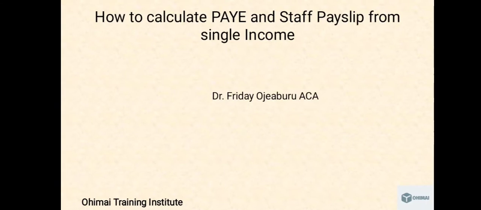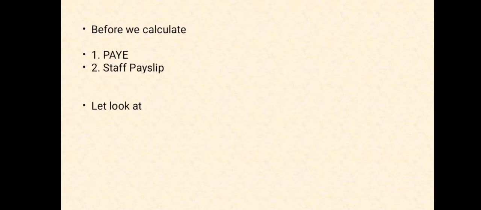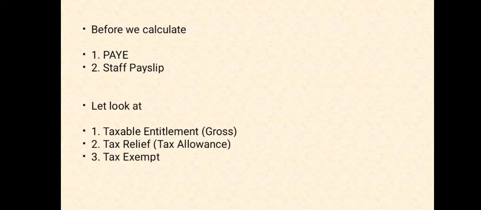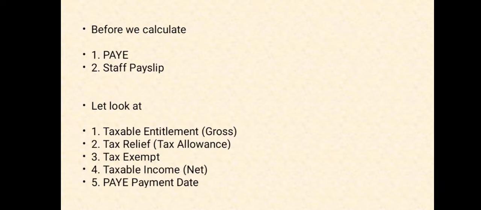Today we will be looking at how to calculate PAYE and staff payslip from single income. Before we calculate PAYE and staff payslip, let's look at: 1. Taxable entitlement or gross; 2. Tax relief or tax allowance; 3. Tax exempt; 4. Taxable income or net; 5. PAYE payment date.